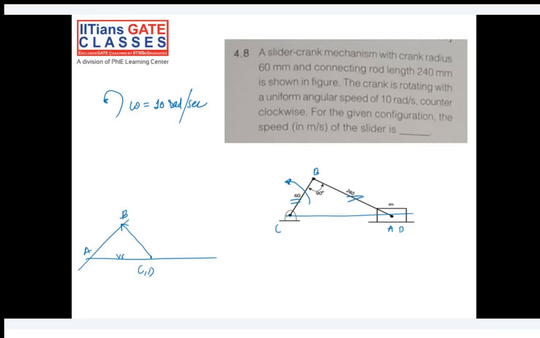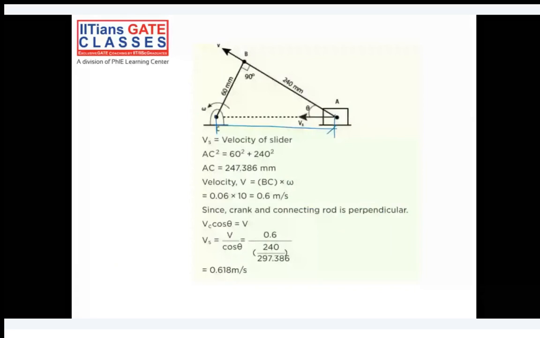Okay, so let me show here. Same thing. This total distance we have calculated using the right angle triangle Pythagoras theorem: base square plus height square is equal to hypotenuse square. And the velocity of point B will be BC into omega. Omega is 10 and BC is 60 millimeter, which is 0.06. So it's 0.6 meter per second.